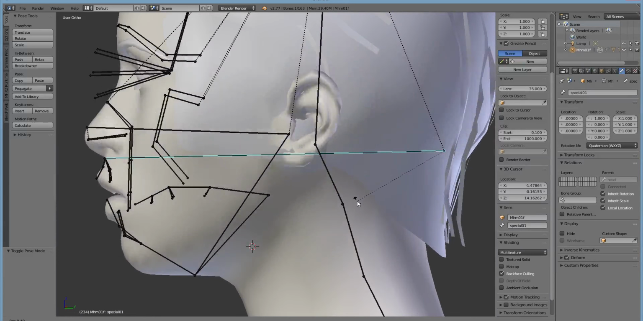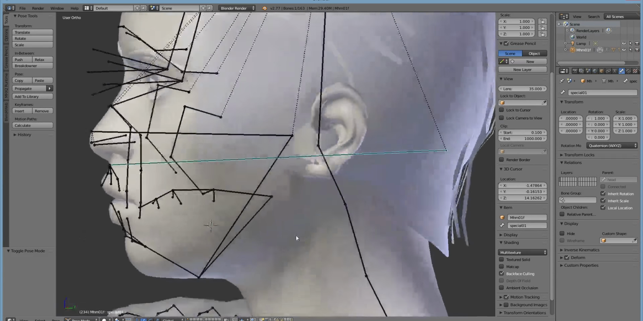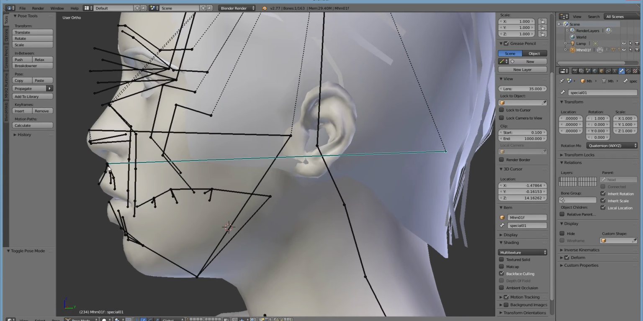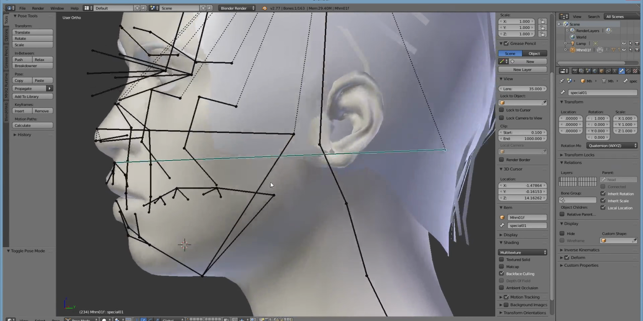So kudos to the people who developed the skeleton, or whoever thought of that idea first, because I would not have thought of it. I would have put the bone right here, and the lips would have just been terrible. So let's take a look at the jaw.